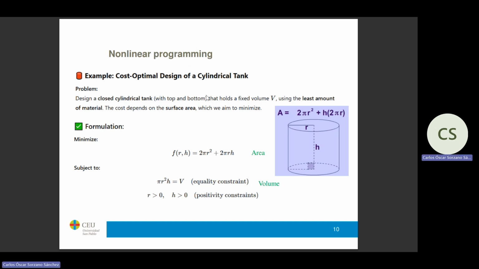Okay, so now if I look at this function, it is nonlinear. And it is nonlinear in two ways. The two terms are nonlinear. This R squared is obviously nonlinear. And RH, the product of two variables, is also nonlinear. The 2π is a constant, so we don't care about that. But R squared or RH, they are nonlinear terms. So that is why this kind of optimization is called nonlinear programming.